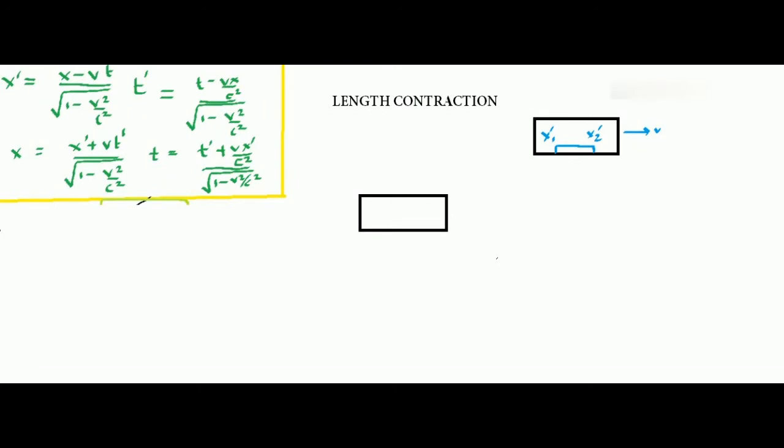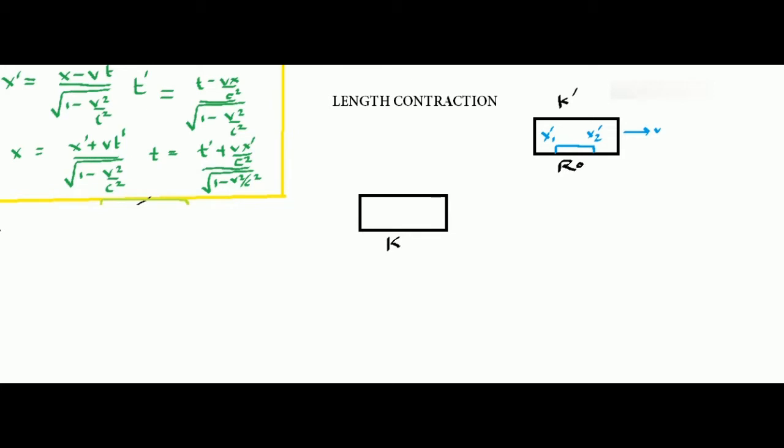Now we'll talk about another consequence of Lorentz transformation called length contraction. So let us see what length contraction is. Now consider a frame. So this is say K dash frame and this is K frame. K dash frame is a moving frame, and in the moving frame say there is a rod.